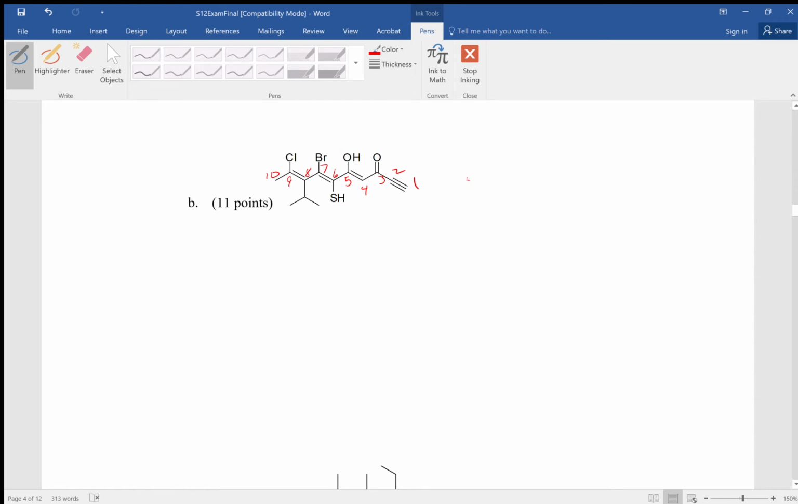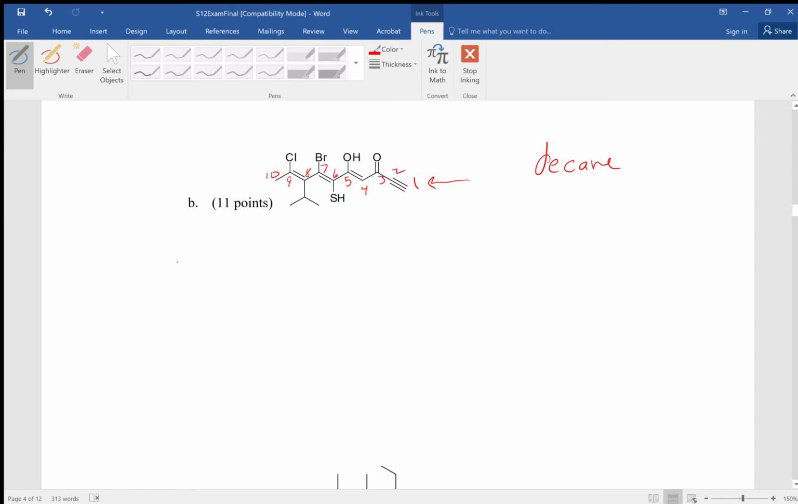We number starting from this direction because the priority group is the carbonyl, and we start at the end of the chain closest to the carbonyl. So this is going to be some sort of decane. Now we can name the substituents, again, as always, in alphabetical order.